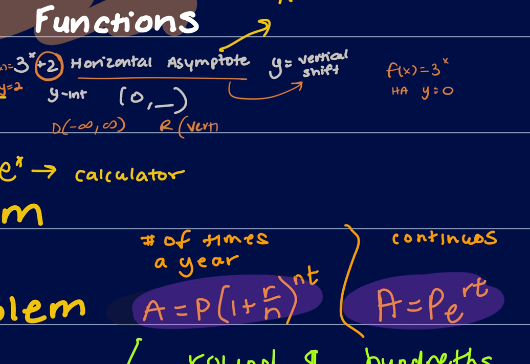So the range is the vertical shift to positive infinity, if it's pointing up. If it was pointing down, it'd be negative infinity. So if it's increasing, then it's that. If it was going down, then it would be negative infinity to the vertical shift. But you should also be able to read that from your graph.